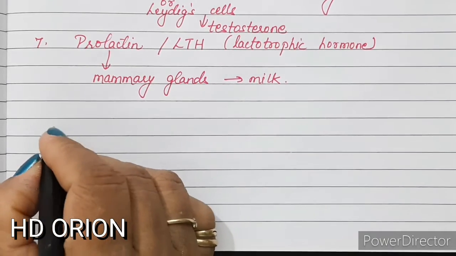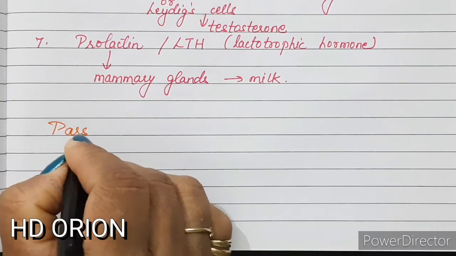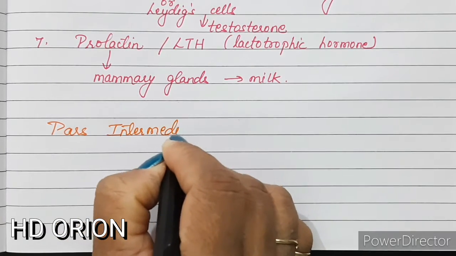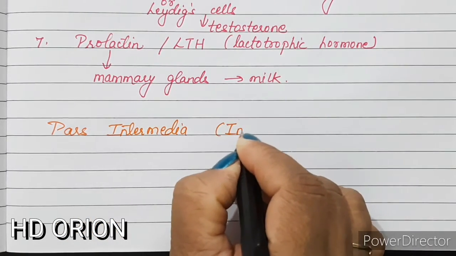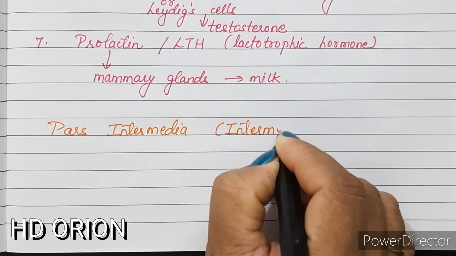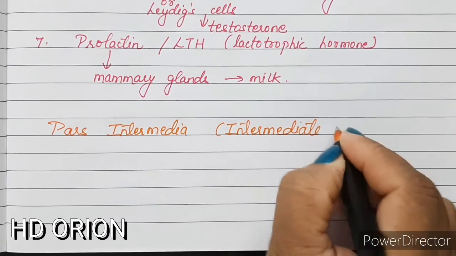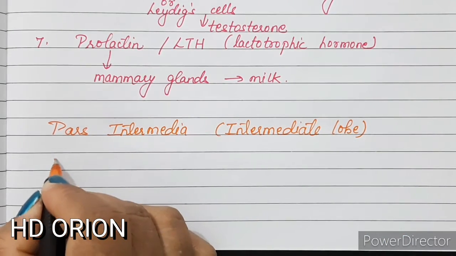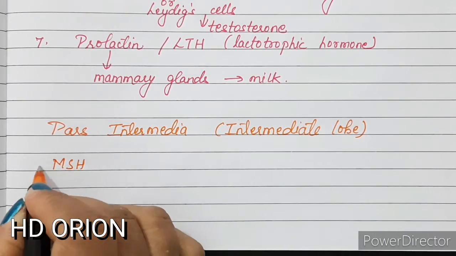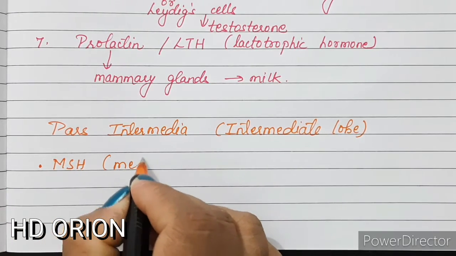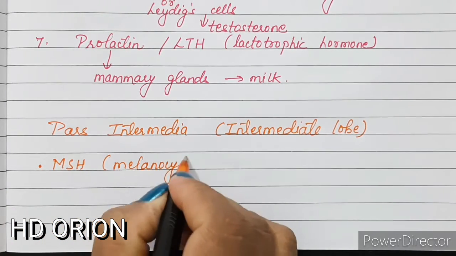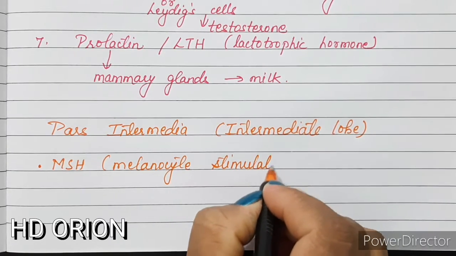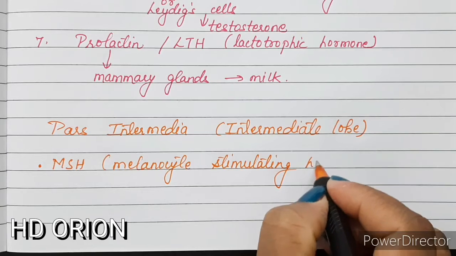Now let us see the second lobe, pars intermedia, which is known as the intermediate lobe. This lobe secretes just one hormone called MSH, melanocyte stimulating hormone.